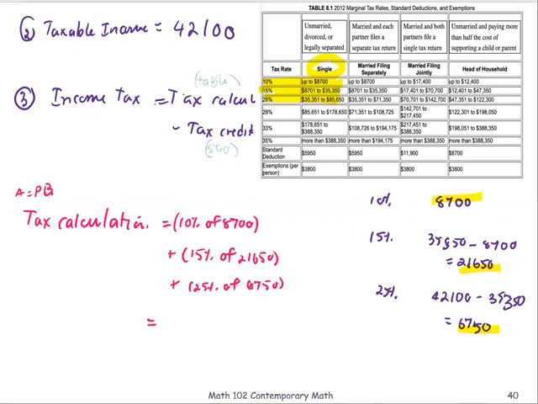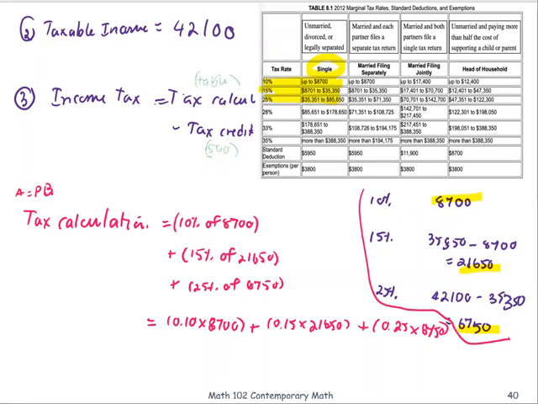That means we're going to calculate by computing 0.10 times 8,700 plus 0.15 multiplied by 21,650 plus 0.25 multiplied by 6,750. And we're going to get the number out as 6,555 for the tax calculation.